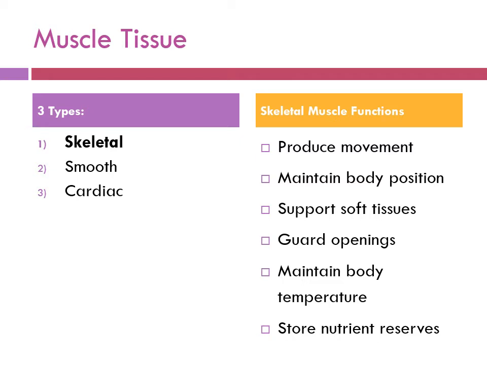Skeletal muscle functions to produce movement. It moves our bones, moves our joints, allows us to move through space, and maintains the position of our body, so it keeps us upright, or if you want to do a plank, your muscle tissue keeps you in plank or a tree pose, whatever you're doing. It supports your soft tissues and guards your openings.